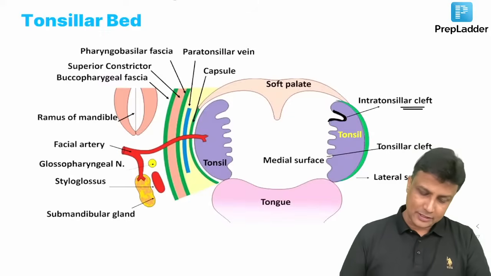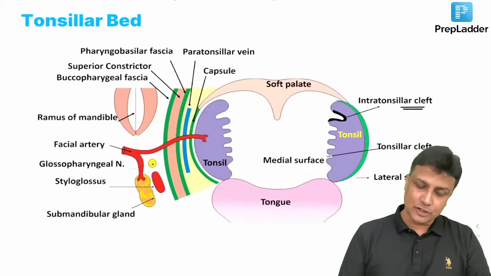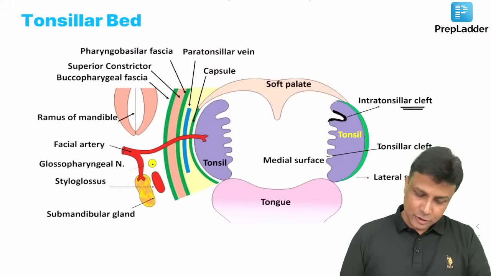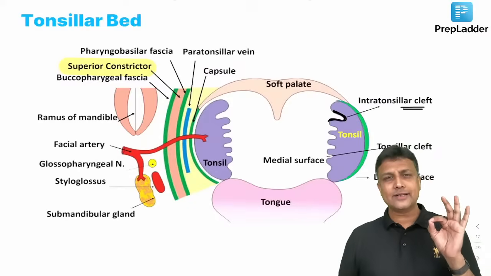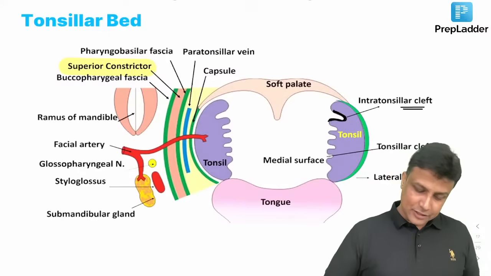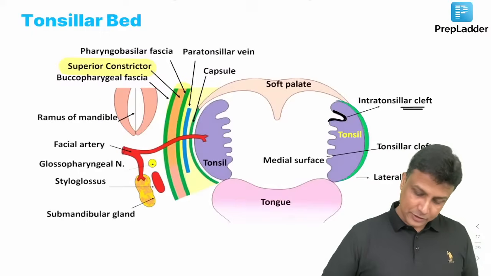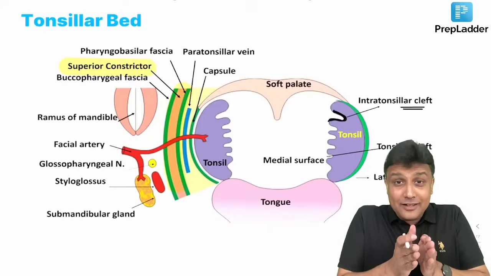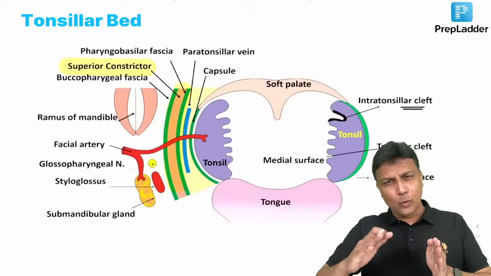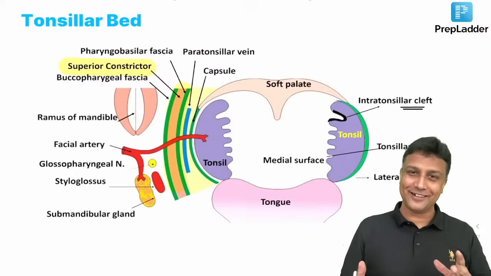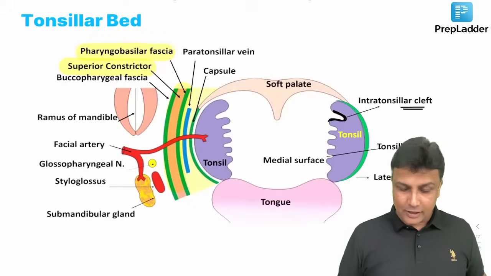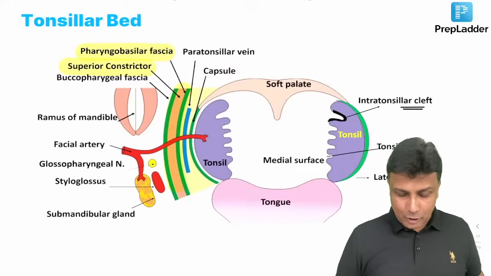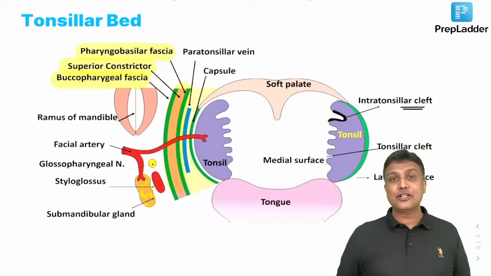Now once you are done with this one, they are asking you about the tonsillar bed. Okay, now what is going to form the tonsillar bed? Remember, in the bed of the tonsil, first of all, you'll be having the superior constrictor muscle. Try to understand as I'm telling you, first of all, here. Now, first you're able to see a muscle here, and this muscle will be the superior constrictor muscle. Now that superior constrictor muscle will be having one fascia on the inner side and one fascia on the outer side. On the inner side, that fascia will be the pharyngobasilar fascia, and on the outer side, that fascia will be the buccopharyngeal fascia.